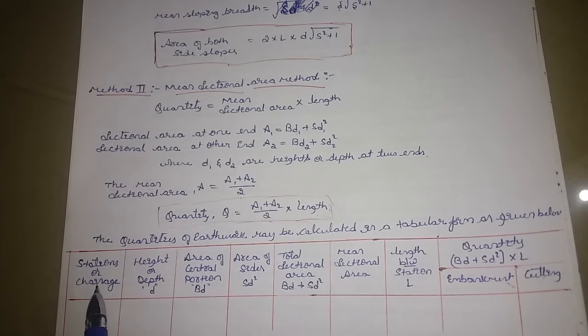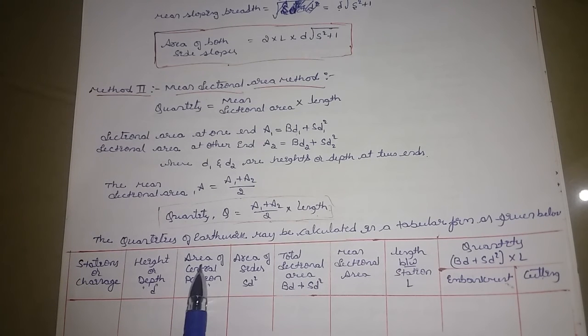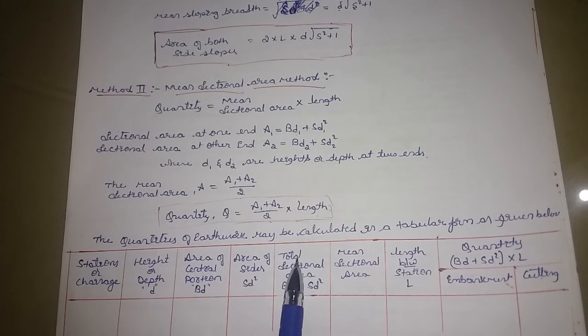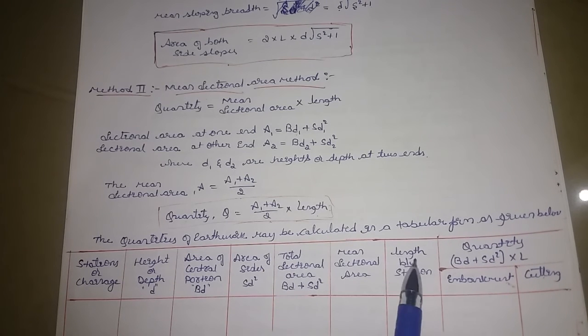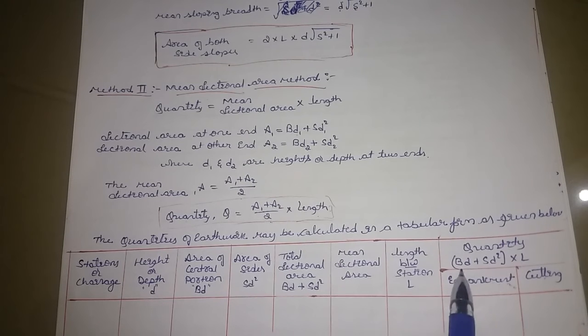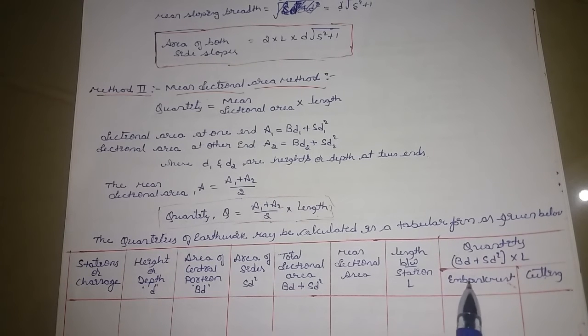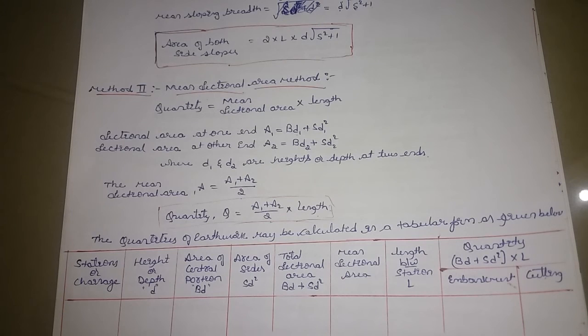There will be a certain tabular form we need to follow: station or chainage, height or depth, area of the central portion, that is BD, area of the side slope, SD square, total sectional area BD plus SD square, mean sectional area, then length between the stations L, then quantity, BD plus SD square into L. If it is embankment, then you will write it in the embankment column. If it is cutting, then you will write it on the cutting side. Okay, the tabular column is the same.